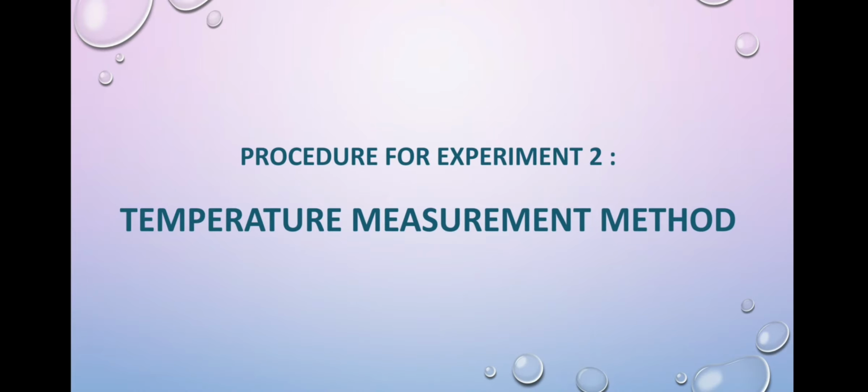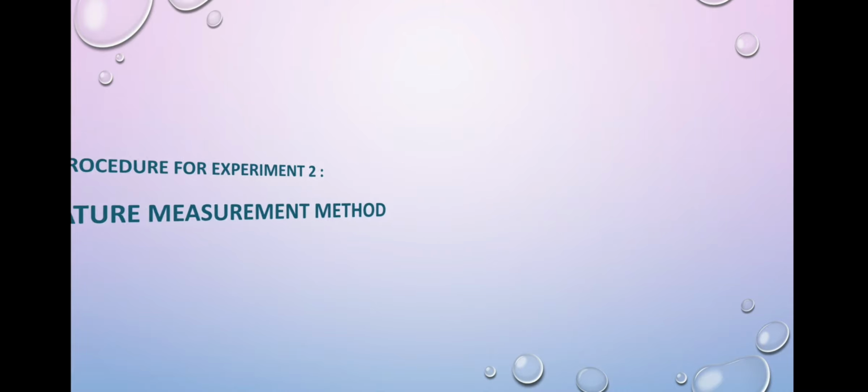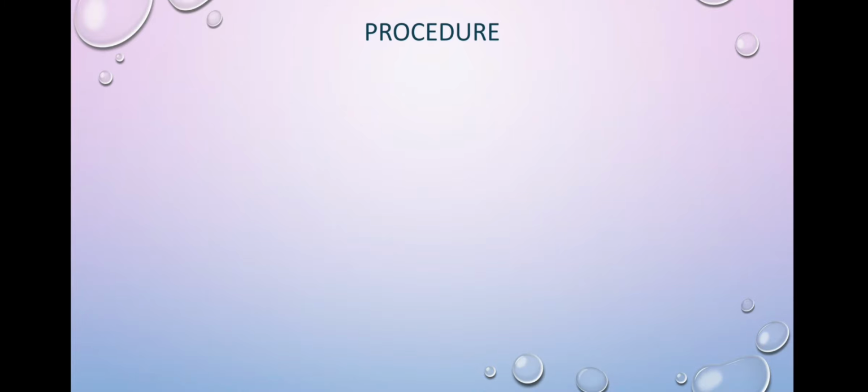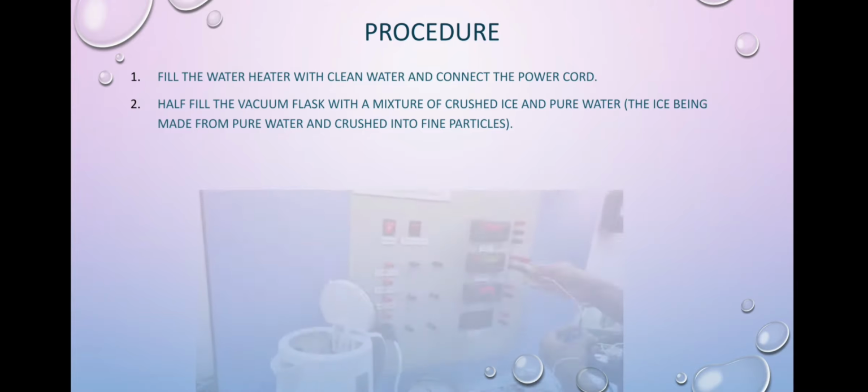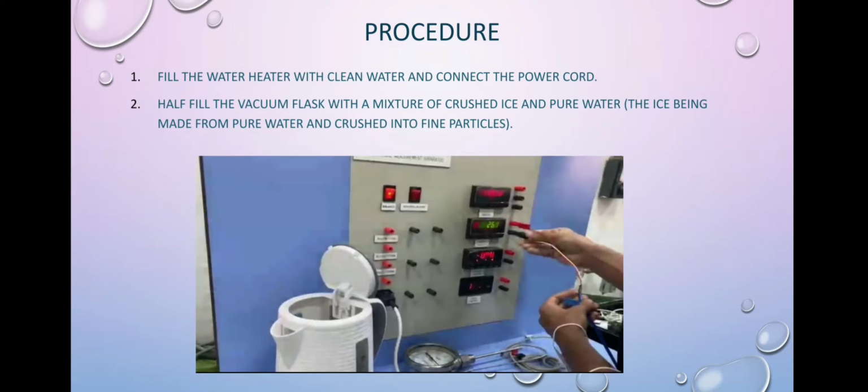Next, I would like to explain the procedure for Experiment 2, temperature measurement method. For step number 1, fill the water heater with clean water and connect the power cord. The second step is to half fill the vacuum flask with a mixture of crushed ice and pure water. Here is the picture of how we do step 1 and step 2.